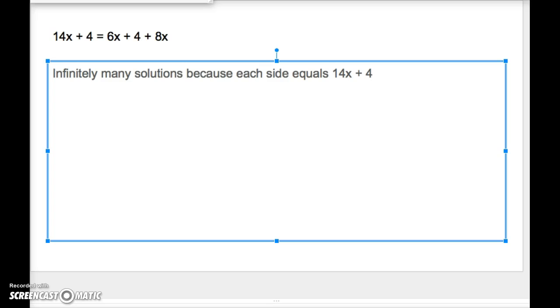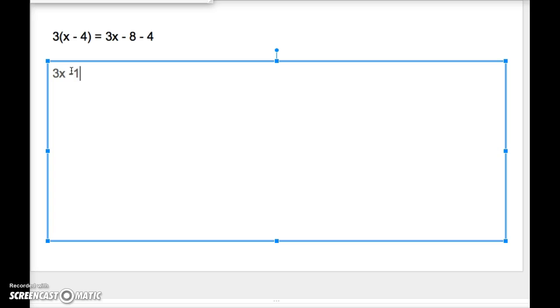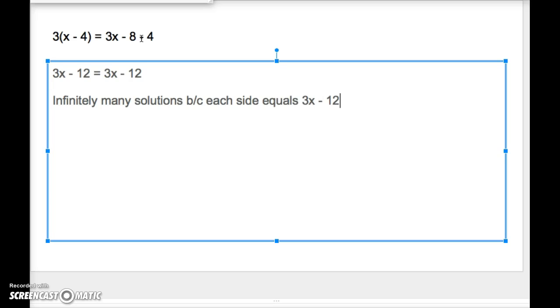All right, next one in this set. Same question. We have 3 times the quantity of x minus 4 equals 3x minus 8 minus 4. So on the left, if I use the distributive property, I would get 3x minus 12. On the other side, we just have the 3x, but you can combine the 8 and 4. Now notice, right in front of the 8 is a negative sign, so that's negative 8 minus 4 would be a negative 12. So I would write minus 12. So you see right there, they're the exact same. So this one would also have infinitely many solutions because each side equals 3x minus 12.